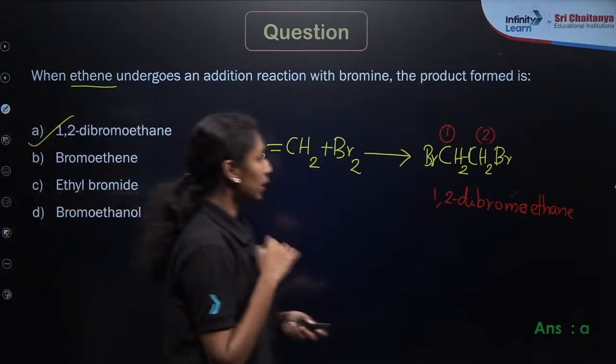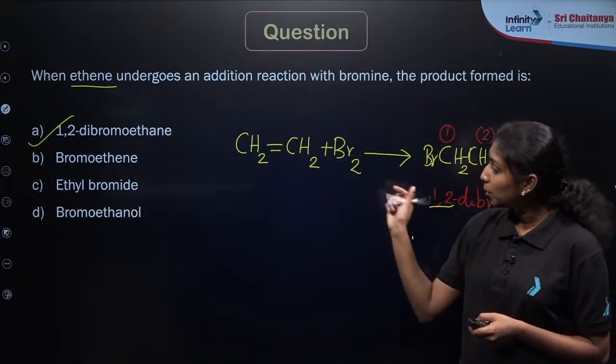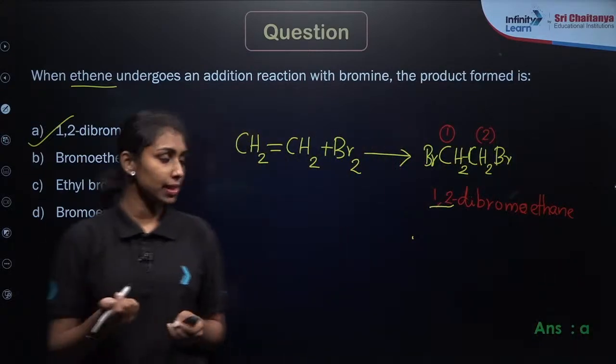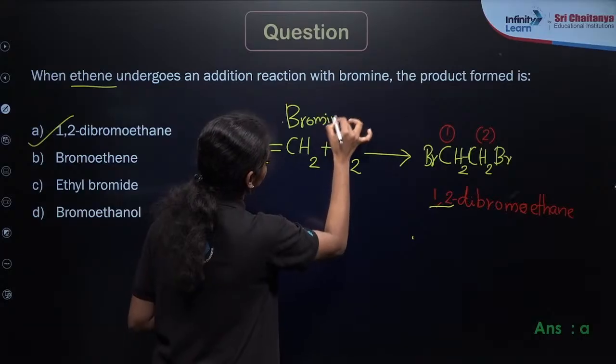So option A will be the correct answer here. This is the type of addition reaction given here with the bromine group. So this reaction is also known as the bromination. Is that clear?